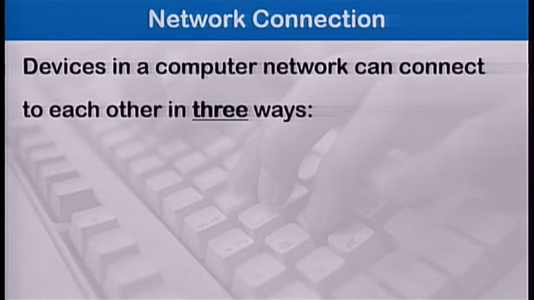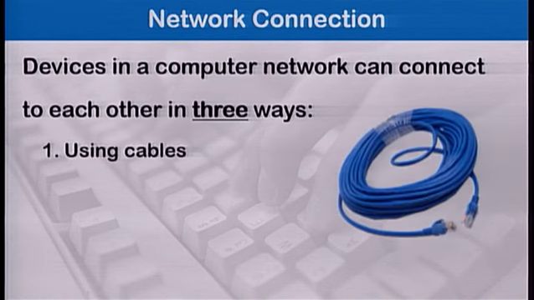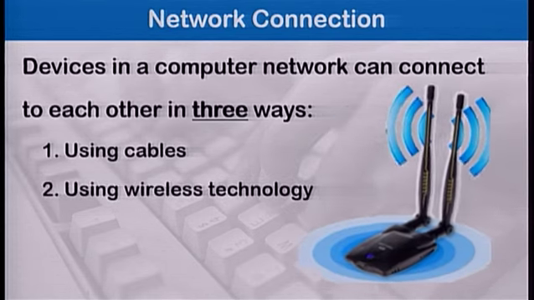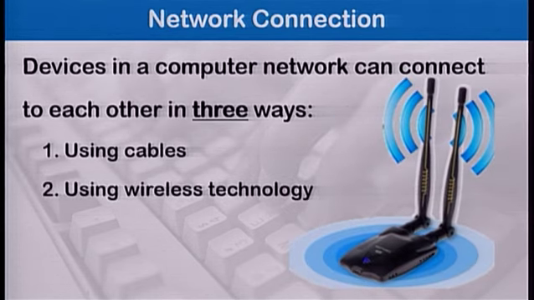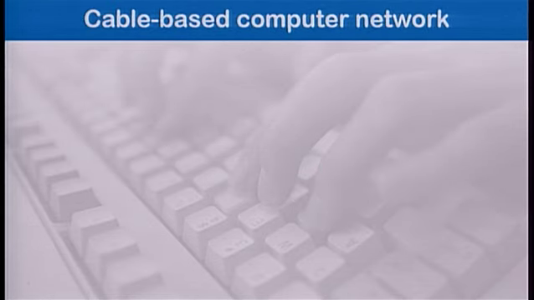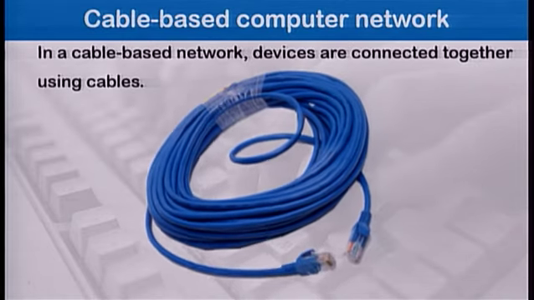Let us now see how devices in a network are connected. Devices in a computer network can connect to each other in three ways. First, using cables. Secondly, using wireless technology. And thirdly, using a combination of cables and wireless technology. Let us start by looking at cable-based networks. As you may have guessed, in a cable-based network, devices are connected together using cables.